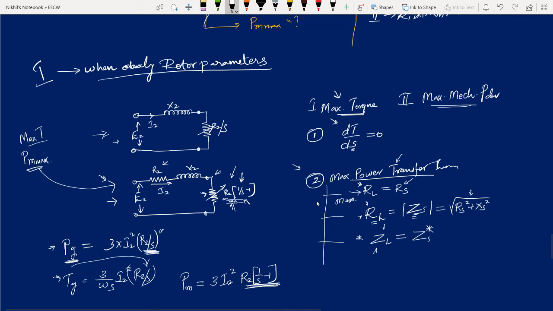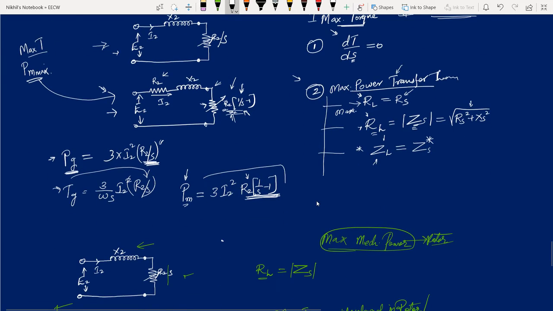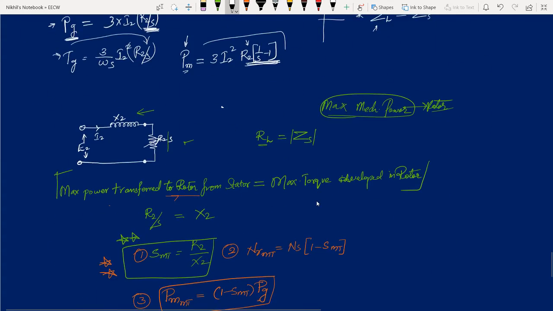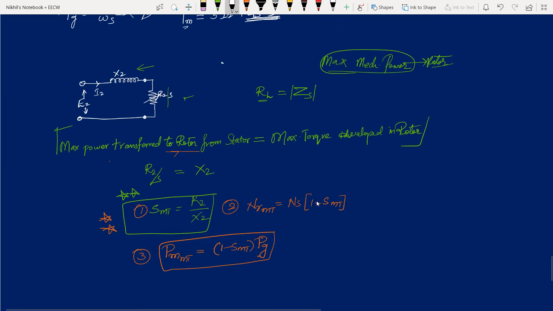Then what is the formula for mechanical power developed in general? The mechanical power developed formula is 3 into I2 square into R2 into 1 by S minus 1. That means if maximum power is transferred to R2 into (1 minus S) by S, then you will get maximum mechanical power developed, isn't it? Understood? Now I hope you got clarity on which diagram to use for finding which quantity.